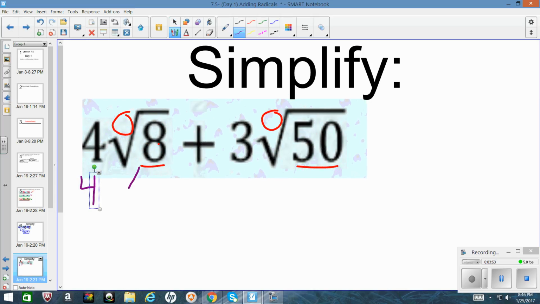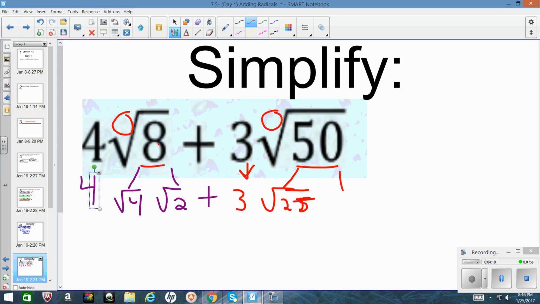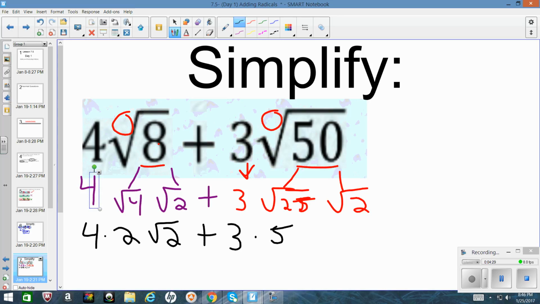The 4 is going to stay the same. I'm going to break up the square root of 8 into the square root of 4 times the square root of 2. Then I'm going to have plus. This 3 I'm going to bring down, and I can break up the square root of 50 into the square root of 25 and the square root of 2. Again, I'm always trying to break it up, so I'm looking for perfect squares. So 4 stays the same here. The square root of 4 gives me 2, and I just have the square root of 2 left. That'd be plus 3 here. The square root of 25 becomes 5, and now I have the square root of 2.